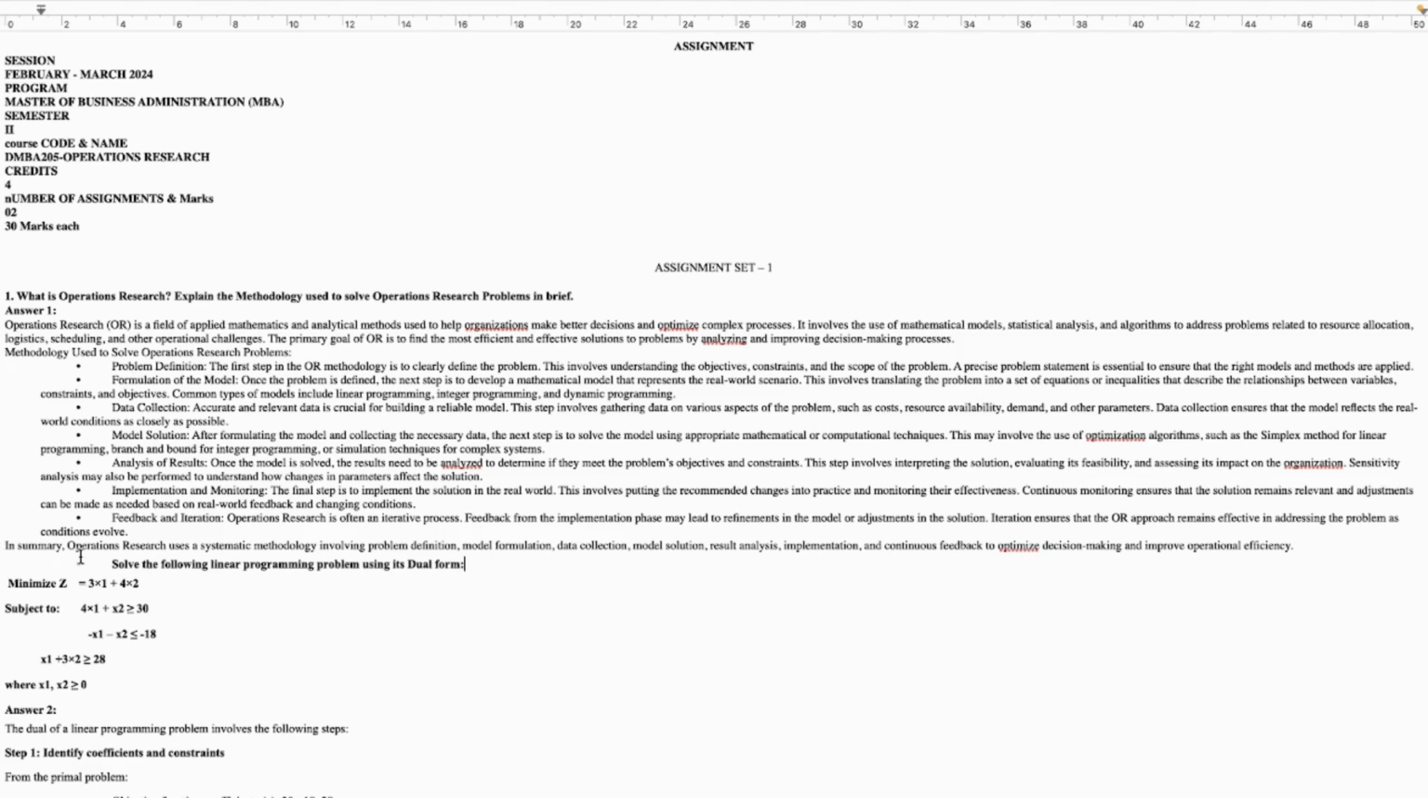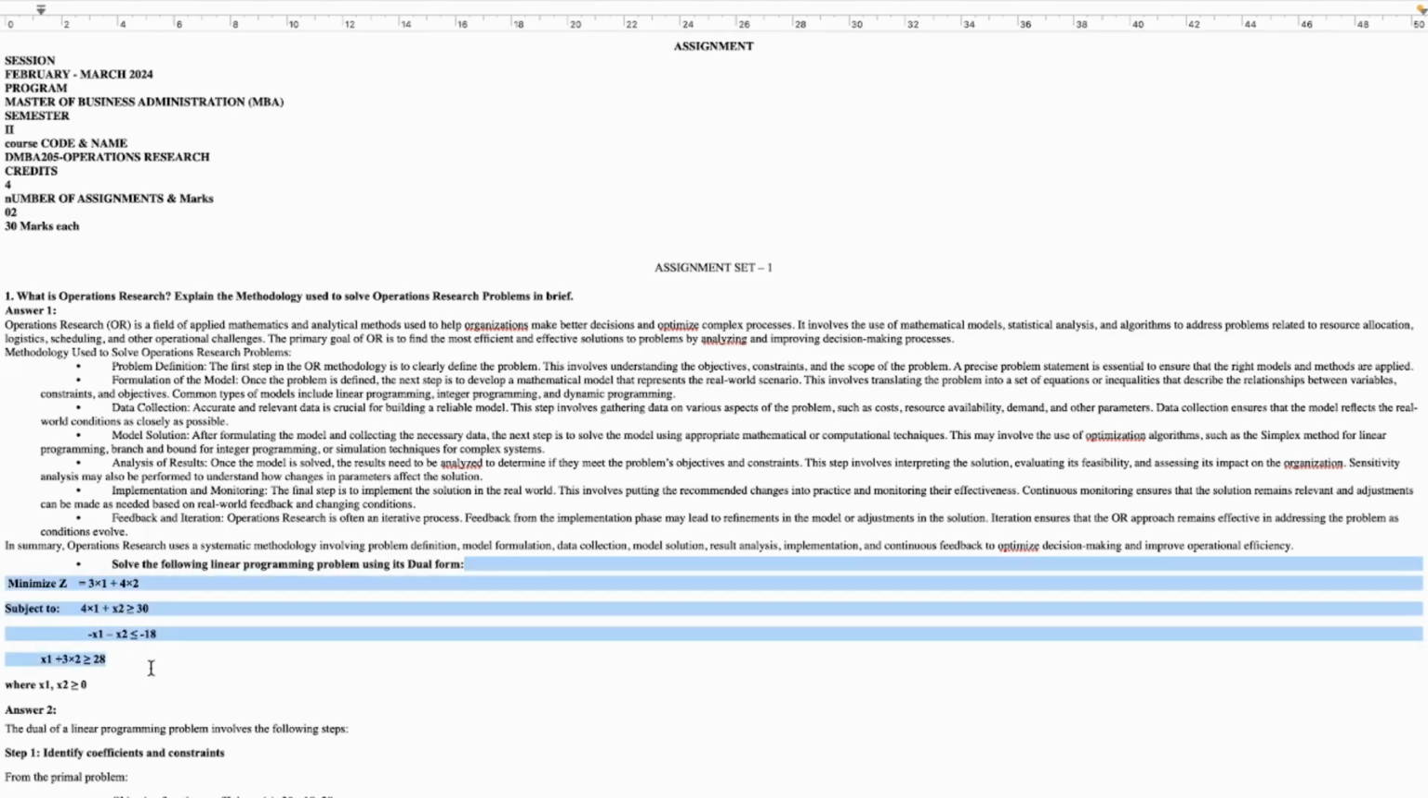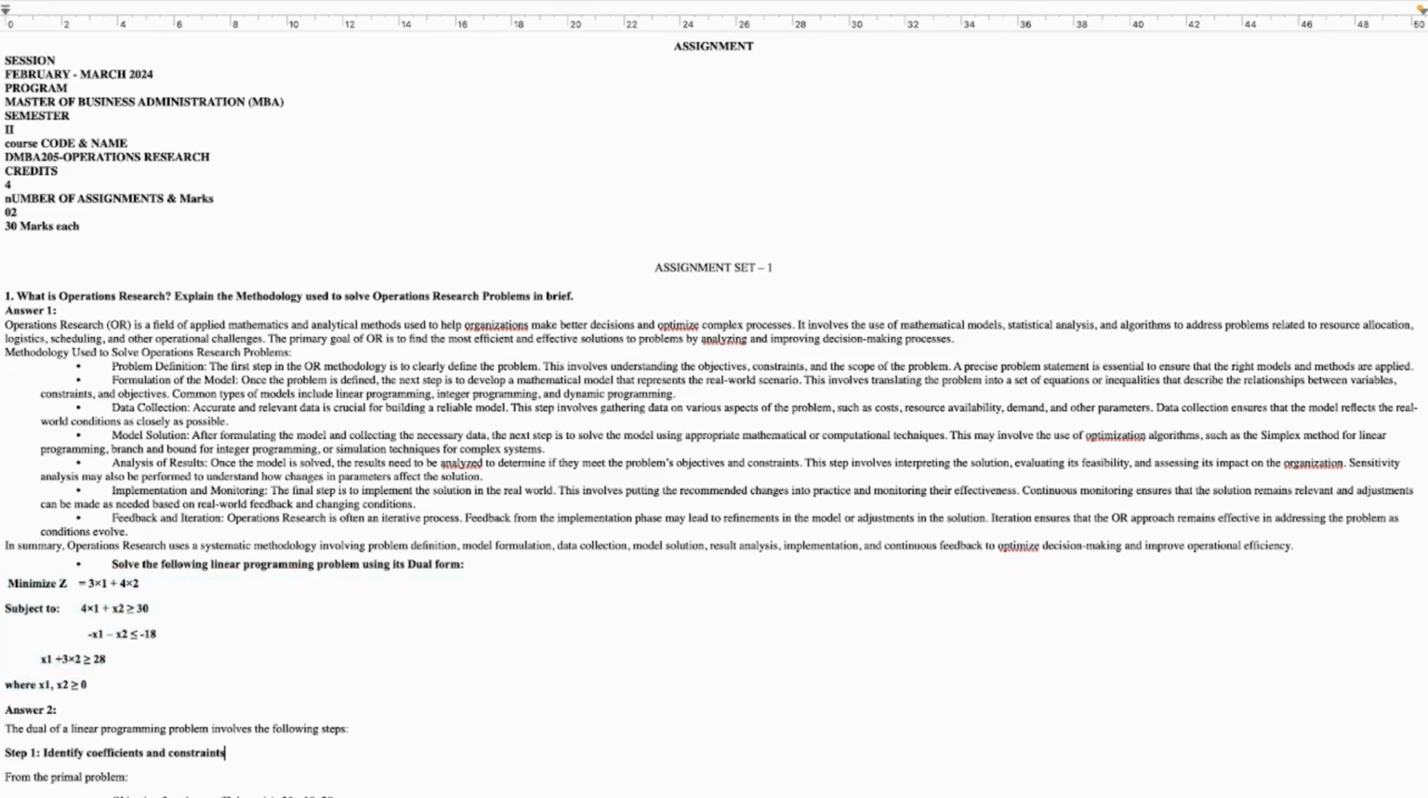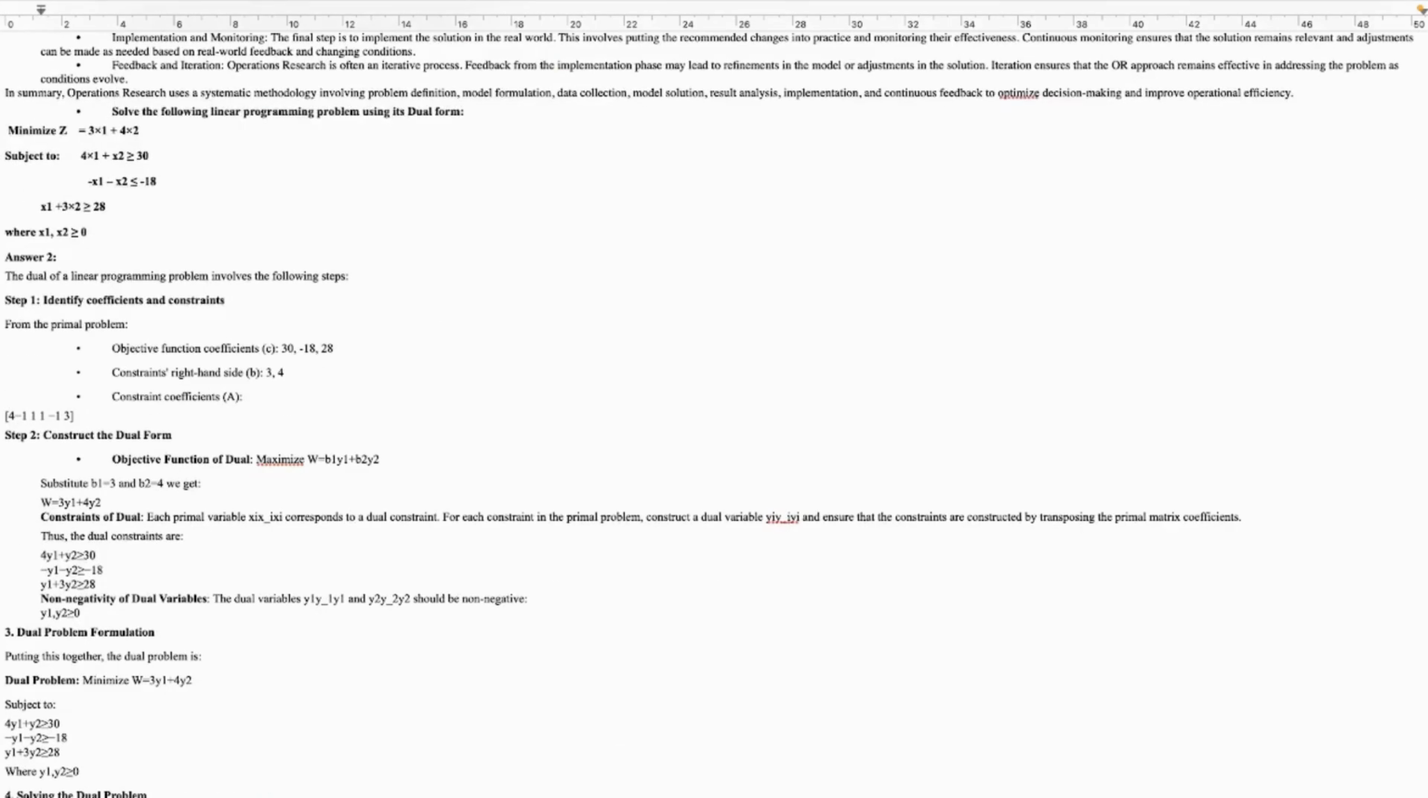efficiency. Coming up on question number 2, solve the following linear programming problem using the dual form. And this is the problem. Coming up on the answer, the dual of the linear programming problem involves the following steps. These are 2 steps: identification of coefficients and the constraints, and step number 2 is to construct the dual form. After solving all these things, you will be getting the answer.